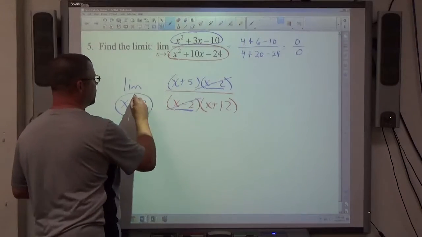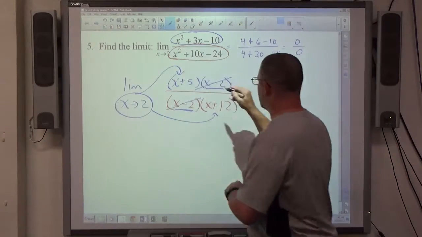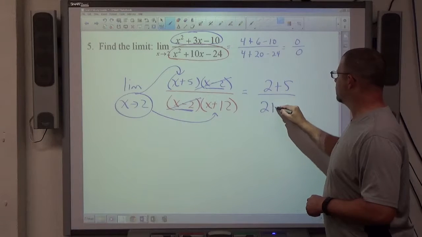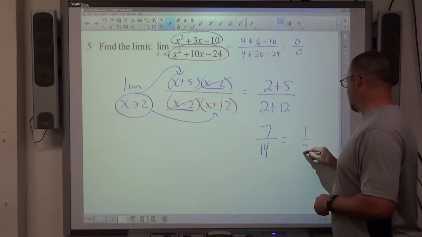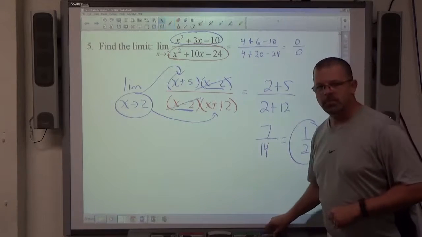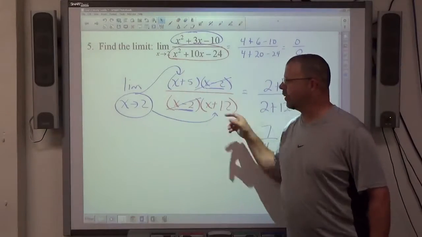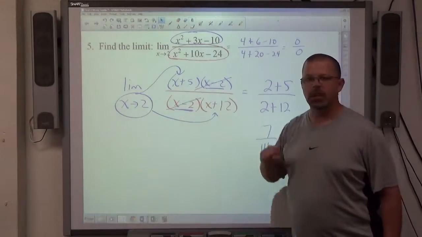I'm going to change all the x's into 2's, since I've gotten rid of the division by 0. That gives me 2 plus 5 on top, 2 plus 12 on the bottom, for a total of 7/14, better known as a half. So your goal for these limits is to get to a point where you can put the number in for the x's or the h's, whatever letter is there, by getting rid of the division by 0.